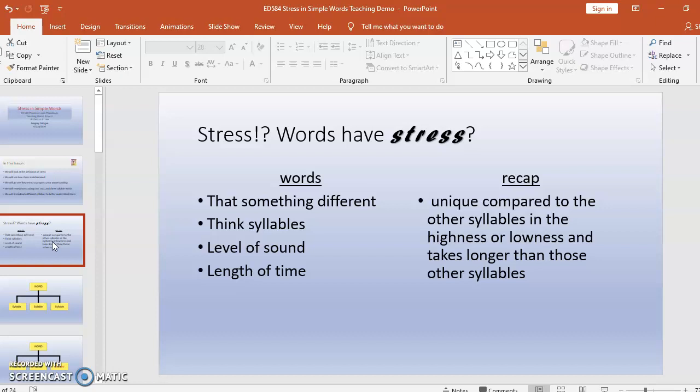and it takes longer than those other syllables. Now, when we talk about the duration, it's like the Olympics when you have people racing and then one person wins by microseconds.